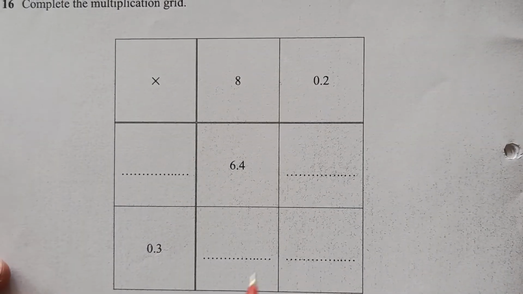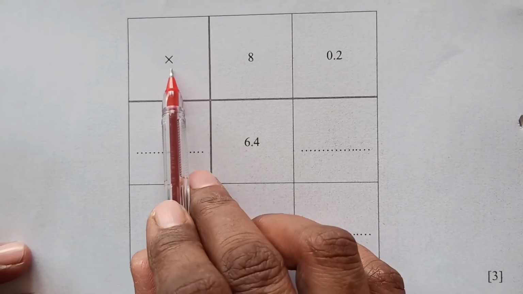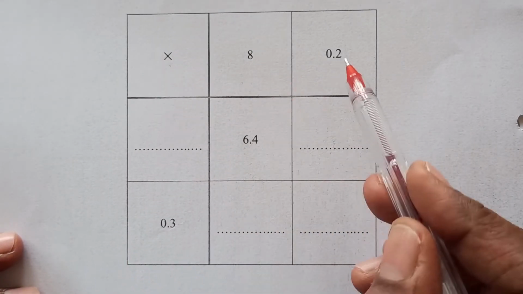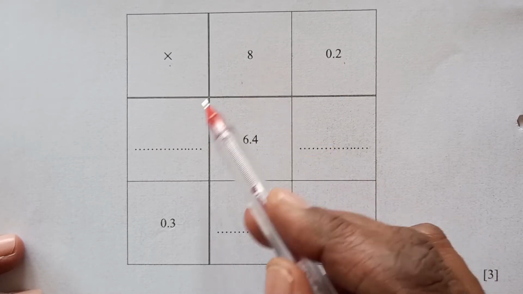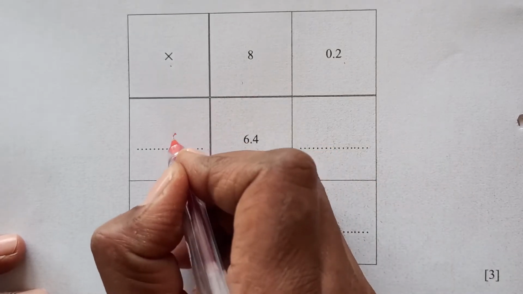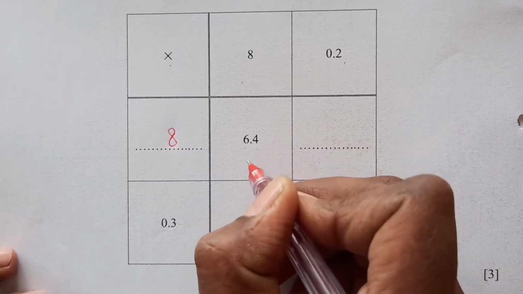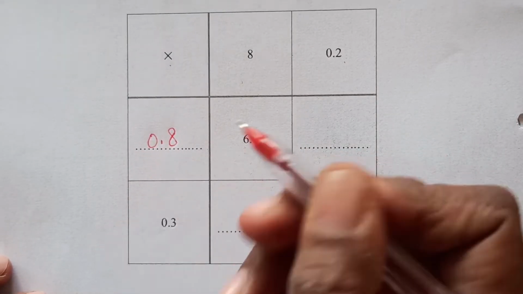Now complete the multiplication grid. So you see here is a multiplication, 8, then we have 0.2, 6.4. So this times this. That means 8 times 8 is 64. But now there is a decimal place, so one decimal place.